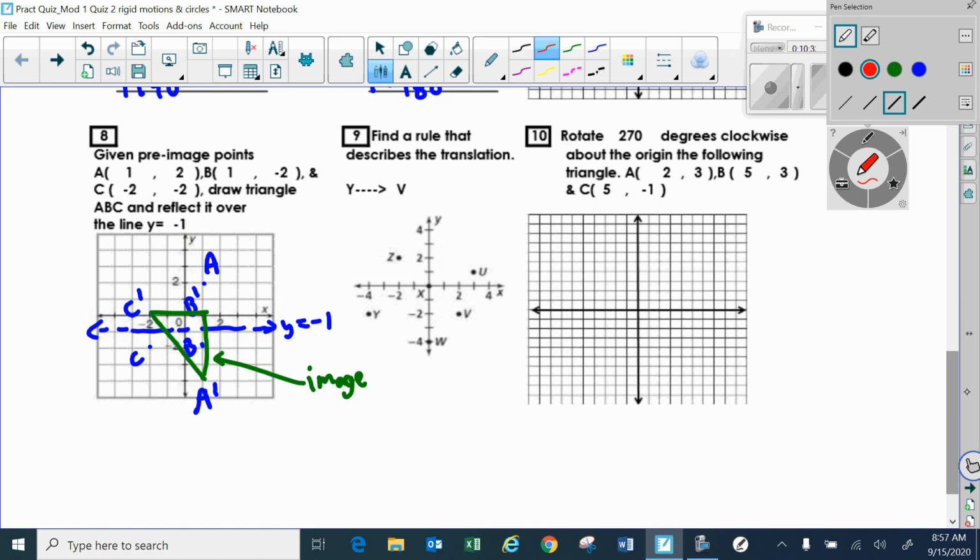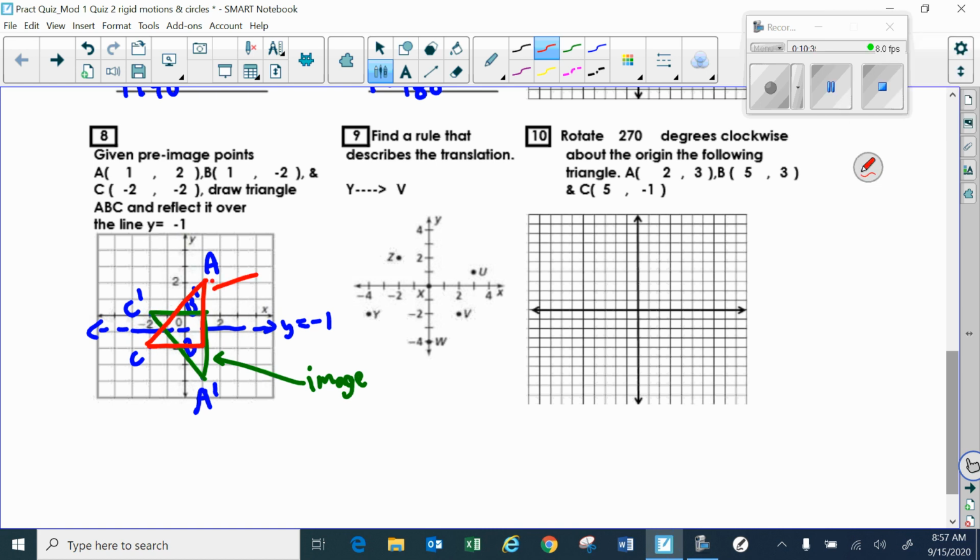And we'll make ABC in red, and that's my pre-image, or the original points.